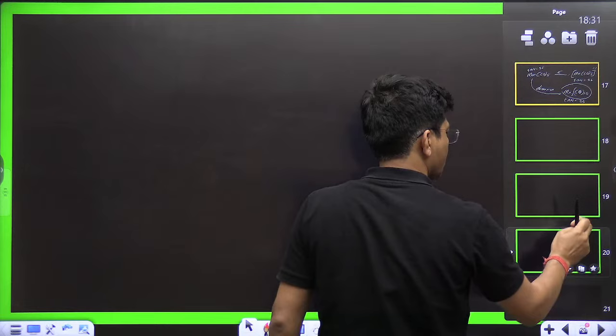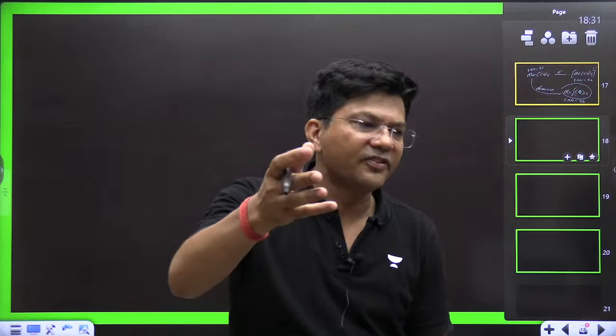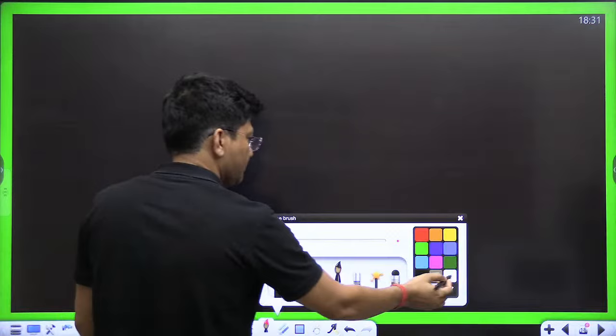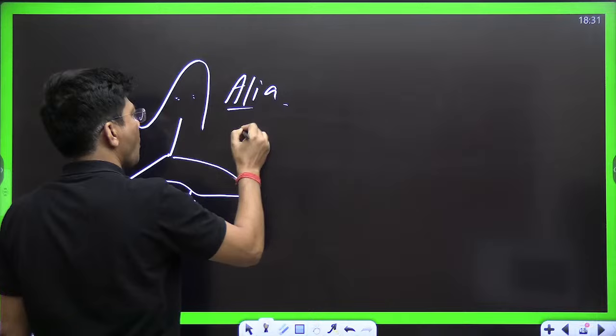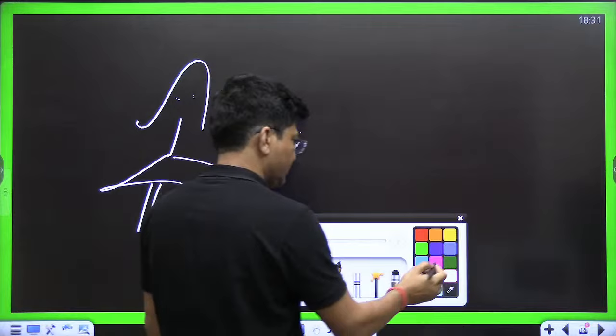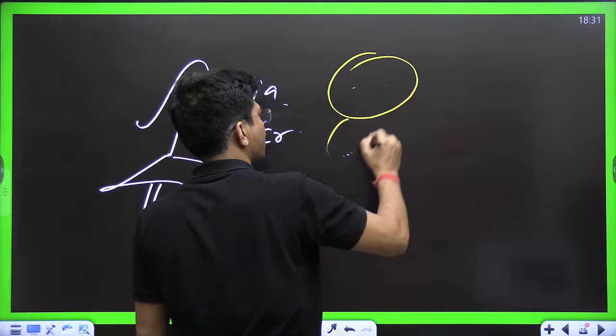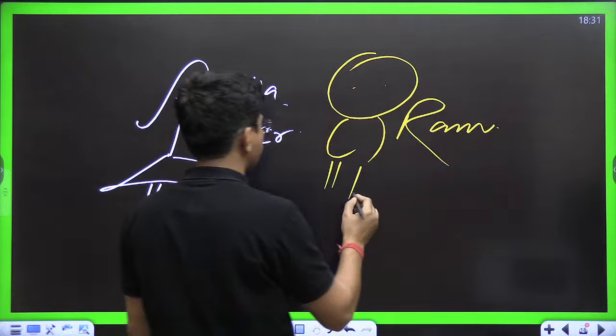Suppose, just tell me any name of an actress. Let's say Alia. This is Alia. Alia is having 1 crore rupees. And this is Ranveer. He is also having 1 crore rupees. When they were individual, they were having one crore rupees each.